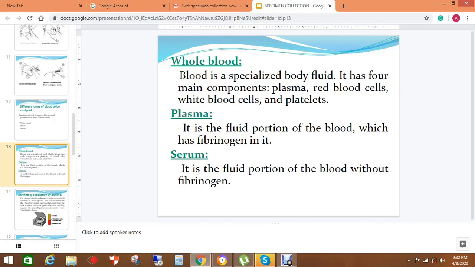So this is the main difference between serum and plasma: serum does not have fibrinogen in it, while plasma has fibrinogen in it. We sometimes ask you this difference in the examination, so you have to keep that in mind.